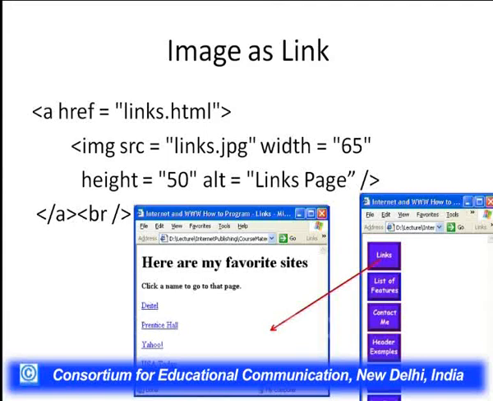So you provide the image source, width, height, etc., and then you close the A tag. So you can see here that when the user clicks on the image link, he or she is directed to another file. In this case the image has become a hyperlink to another web page.